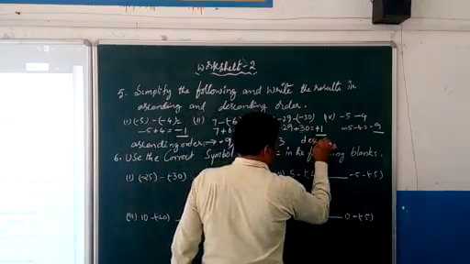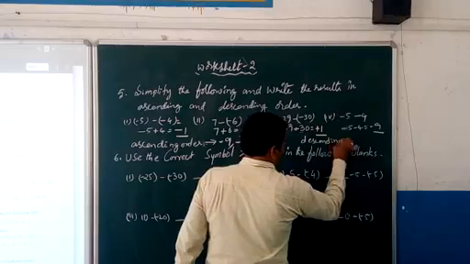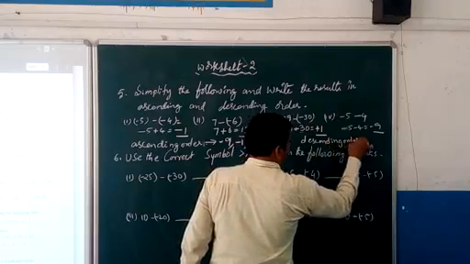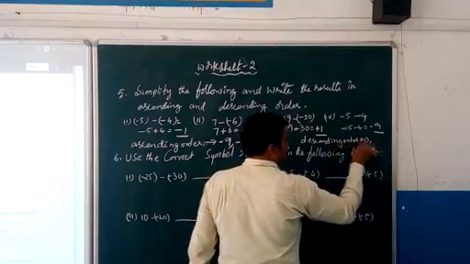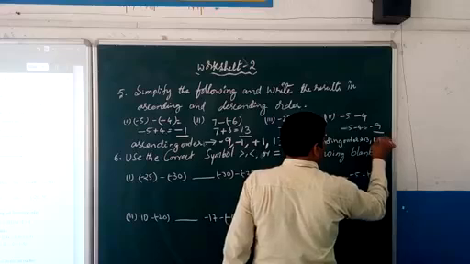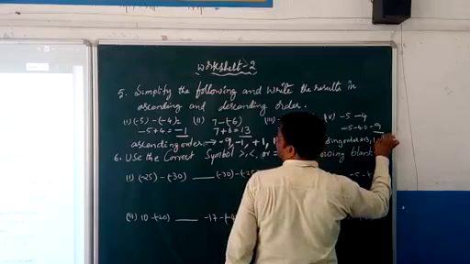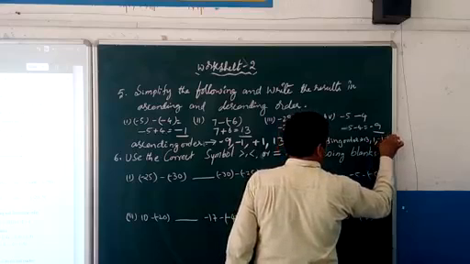Descending order. Just reverse the order. 13, 1, minus 1, minus 9.